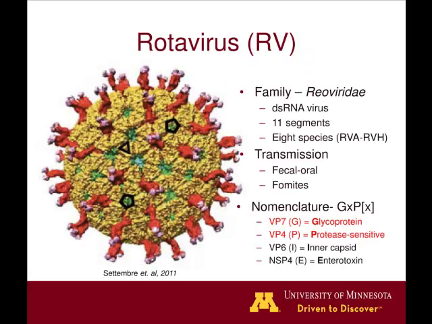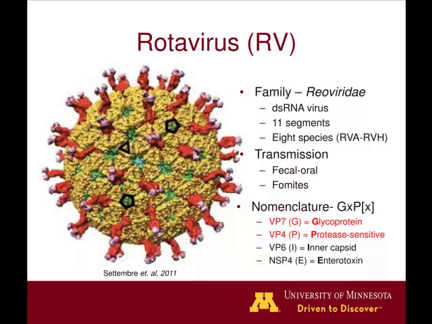So rotaviruses, just a reminder what they are. They belong to the family Rotavirus. They're a double-stranded RNA virus. There are 11 segments. There's 9 tentative species. There's an I, but there's really 8 thus far that have been designated by the taxonomy group. Transmission is fecal-oral and also by fomites.